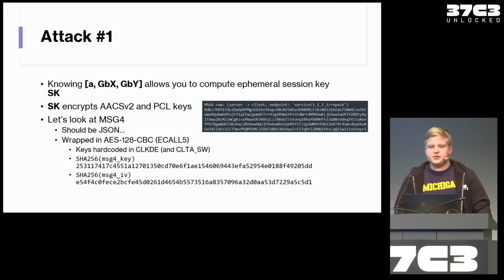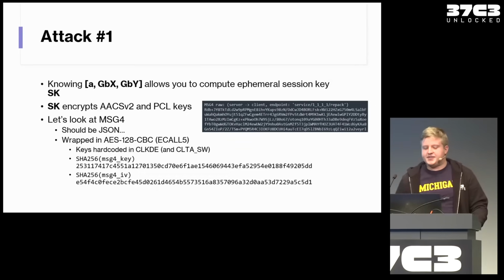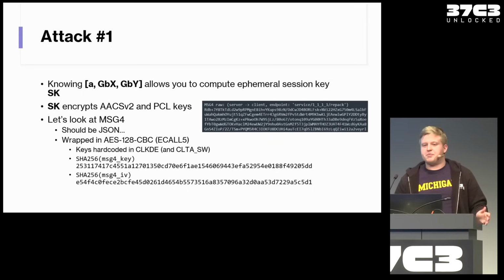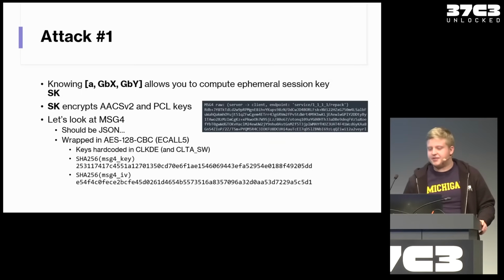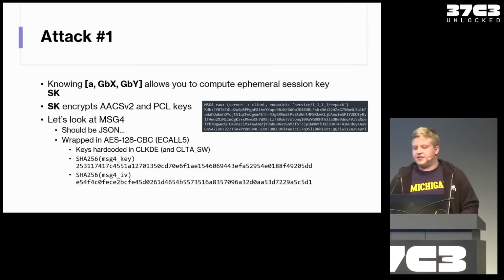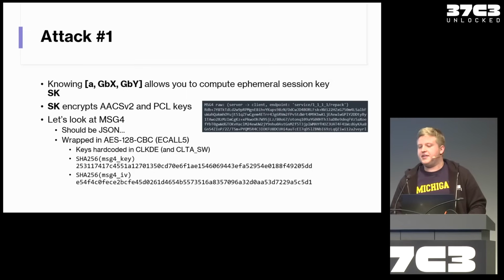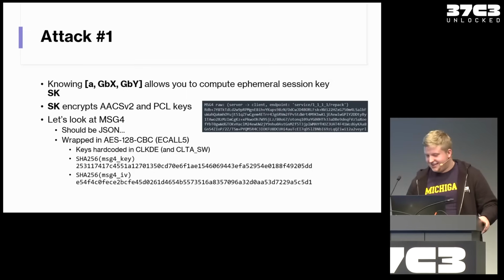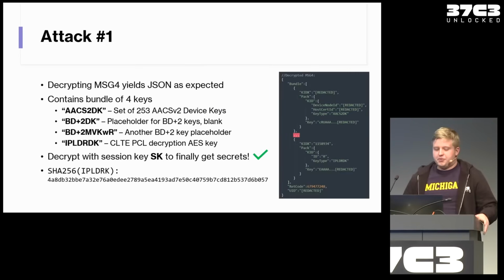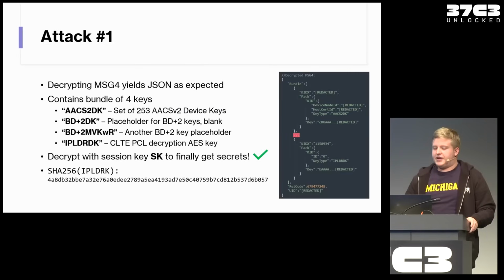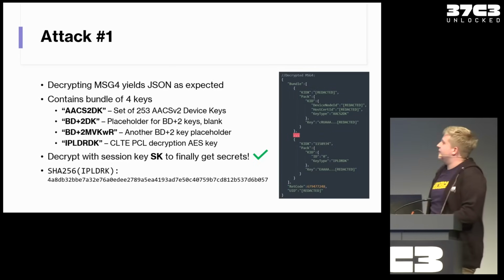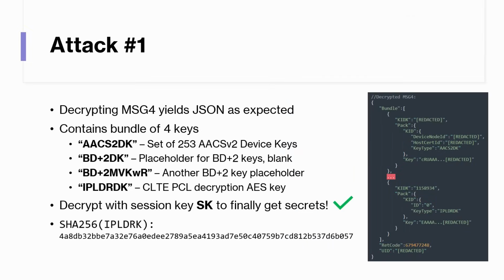And it turns out, doing some more reverse engineering, there's an ecall in CLKD that, for whatever reason, has some hard-coded AES wrapper around it. But luckily for us, the keys and IV are hard-coded in CLKD and also CLTASW for good measure. So applying that, we can finally decrypt the message 4 into valid JSON like we expected, and this now contains 4 keys. AACS2 device keys.